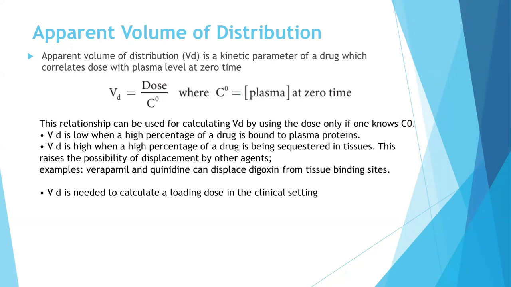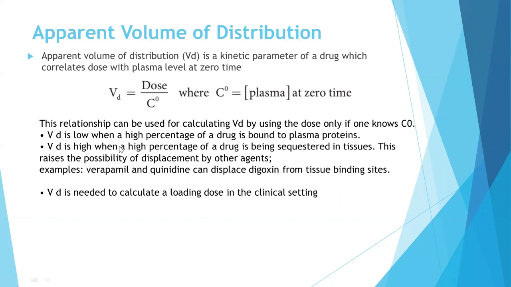Now, apparent volume of distribution. So apparent volume of distribution is a kinetic parameter of a drug which correlates dose with plasma level at 0 time. So we can see that the volume of distribution equals dose divided by concentration. Now the concentration at 0 time is the plasma concentration at 0 time. Now this relationship can be used for calculating the volume of distribution by using the dose only if one knows the plasma concentration at 0 time.